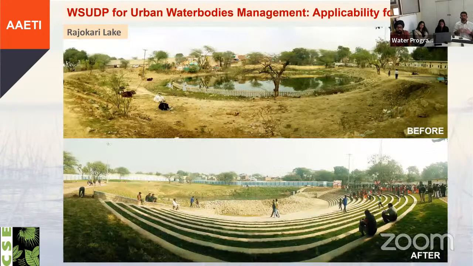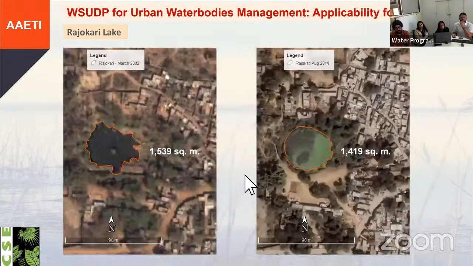If you look at the photos given by the DJB, this is the lake before implementation 5 to 7 years back, and this is the photo taken after the implementation. Now, if you look at the Google image of the lake 20 years back, it was in a rural state, with an area of 1,500 square meters. With most natural or organic development happening in the outskirts, the lake was reshaped to a circular water body, having an area of 1419 square meters.